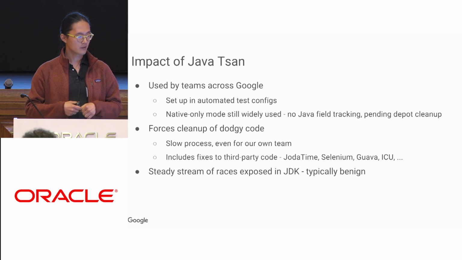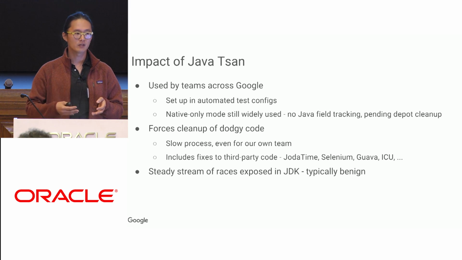So the impact of this tool across Google has been that it's in use by various teams. The typical way one uses it is you take a particular VM flag and stick it in your automated test config, and upon continuous build and test, it'll exercise this configuration. It is the case that the native-only mode for ThreadSanitizer is still the most widely used one. That is, we don't turn on Java field tracking as the default. That is due to 10, 15 years of Java development without a tool to catch these races. So it's pending a depot cleanup so that we can just turn this on by default.